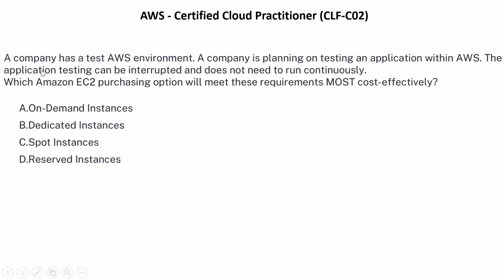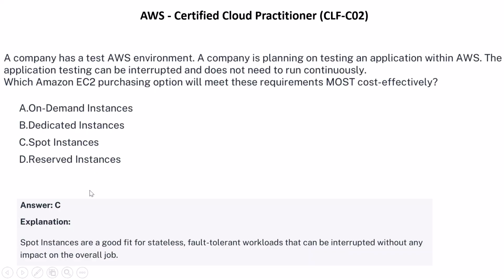Next question. A company has a test AWS environment. A company is planning on testing an application within AWS. The application testing can be interrupted and does not need to run continuously. Which Amazon EC2 purchasing option will meet these requirements most cost effectively? Option A, on-demand instances. Option B, dedicated instances. Option C, spot instances. Option D, reserved instances. The right option is option C, spot instances.